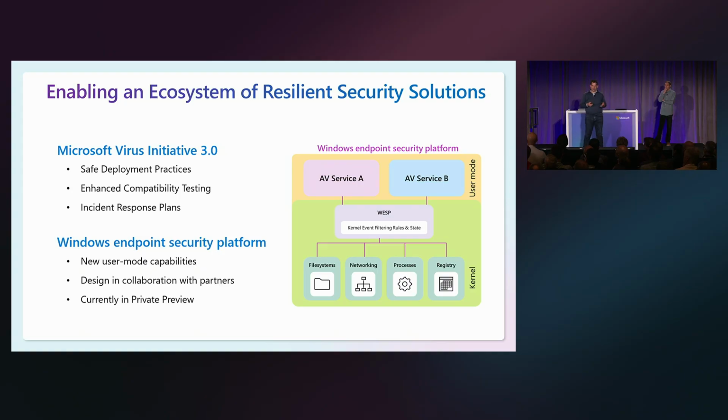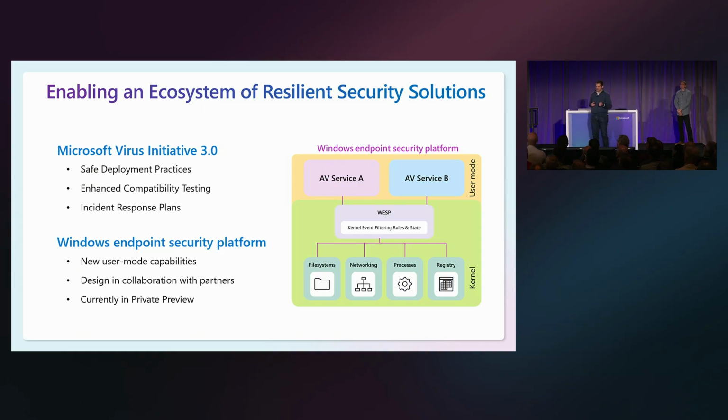As you're all very aware, last year an update from a security product caused a major outage. And since then, we have teamed up with our partners to have an improved and increased focus on resiliency. Today, I have two updates to share on this effort. First is an evolution of our Microsoft Virus Initiative, or MVI program. This is where we work with security partners to help them become compatible, performant, and resilient on your Windows devices.